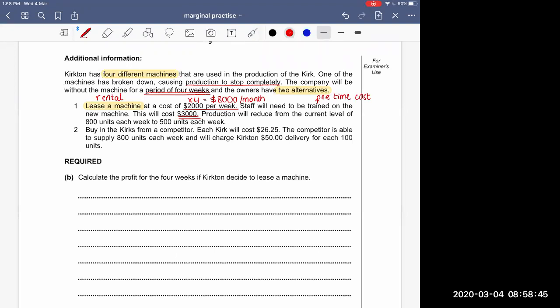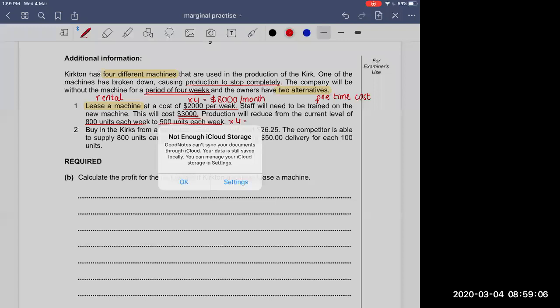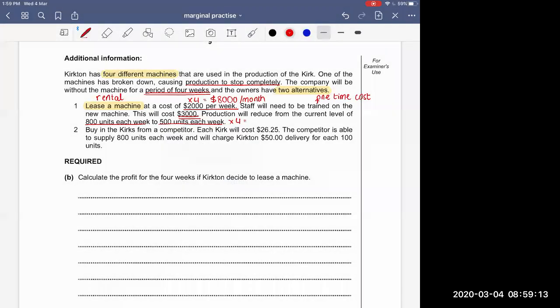प्रोडक्शन विल रिड्यूस फ्रॉम करंट लेवल ऑफ 800 यूनिट्स टू 500 यूनिट्स ईच वीक. जहां हम पर वीक 800 यूनिट्स प्रोड्यूस करते थे, वी विल ओनली बी प्रोड्यूसिंग 500 यूनिट्स. तो 500 यूनिट्स अगर हम प्रोड्यूस कर रहे हैं, तो 4 हफ्तों में जहां हम 800 के हिसाब से 3,200 यूनिट्स प्रोड्यूस कर सकते, 500 into 4, 2,000 यूनिट्स.